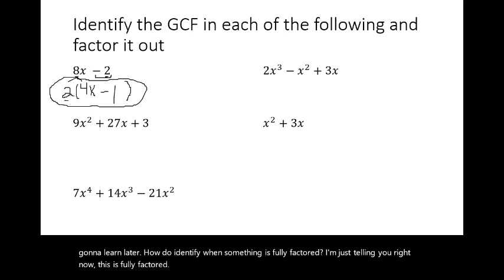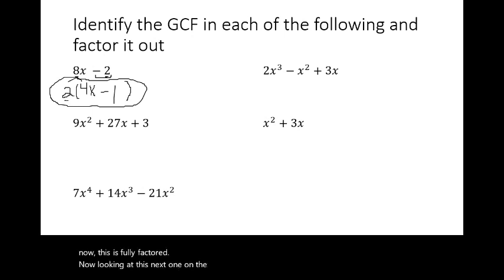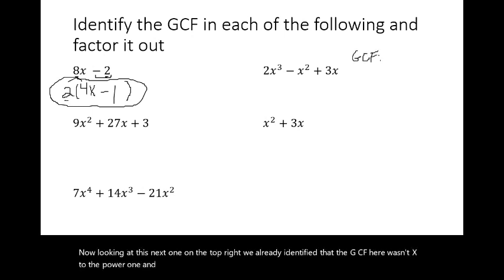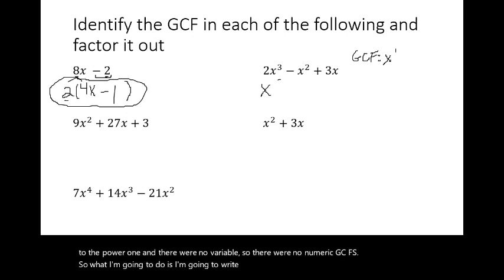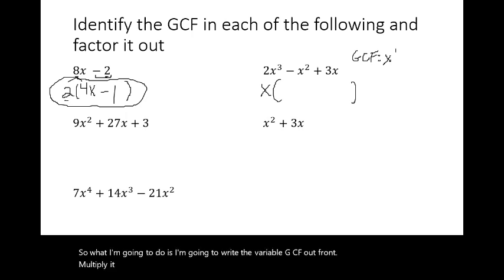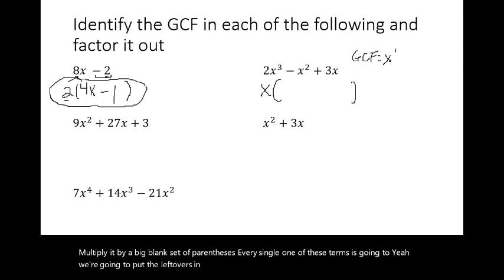Now looking at this next one on the top right, we already identified that the GCF here was an x to the power 1, and there were no numeric GCFs. So what I'm going to do is write the variable GCF out front, multiply it by a big blank set of parentheses, and put the leftovers in parentheses.